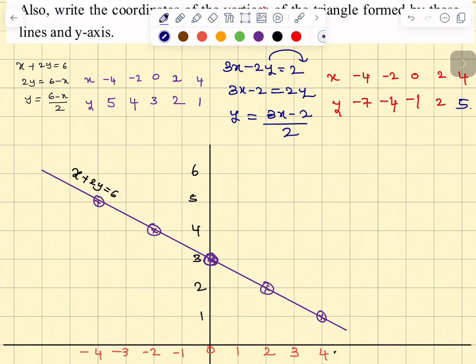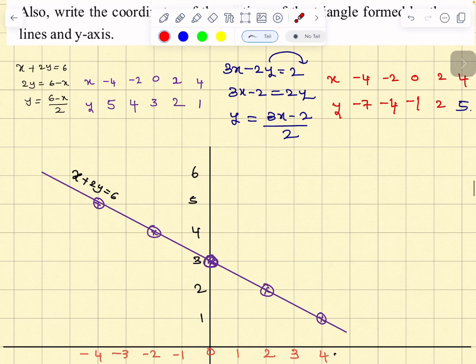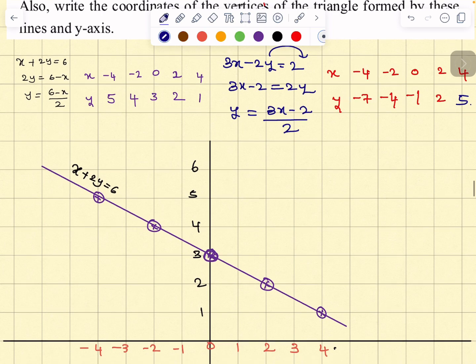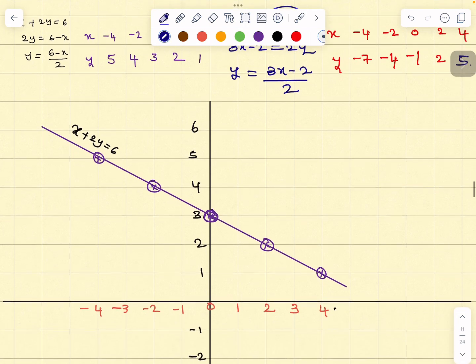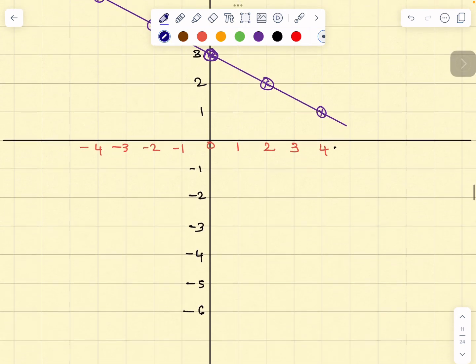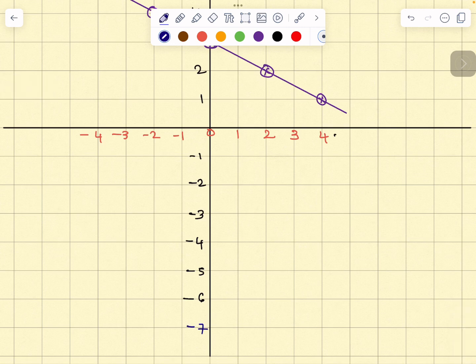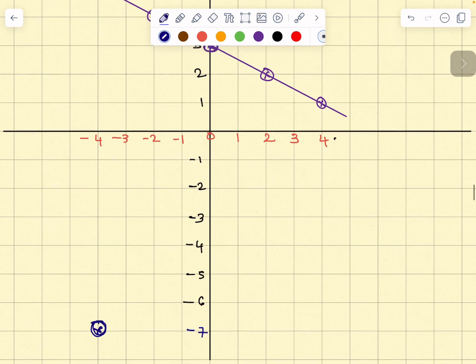You see here, come to here. When x value is -4, what is the y value? -7. So x value is -4. What is the y value? So y value is -7. So just you write here -7. So this is the line joining the -4 and -7 points. You put the dot mark here.